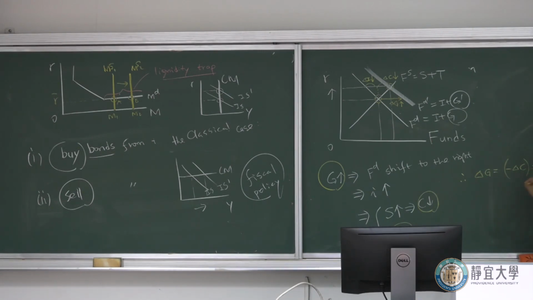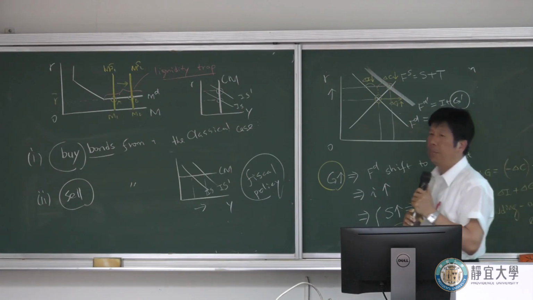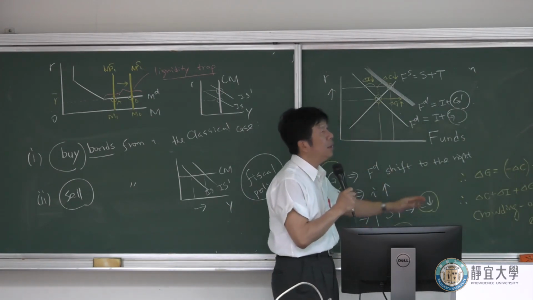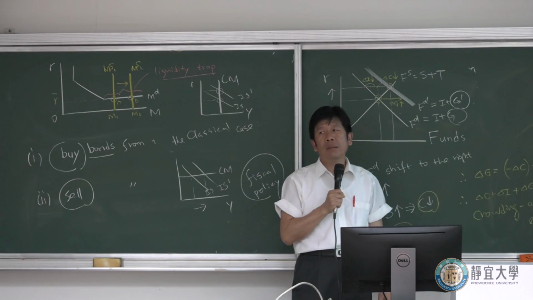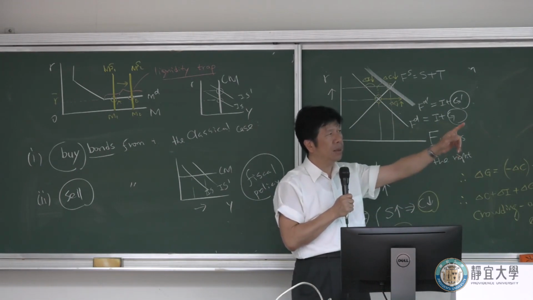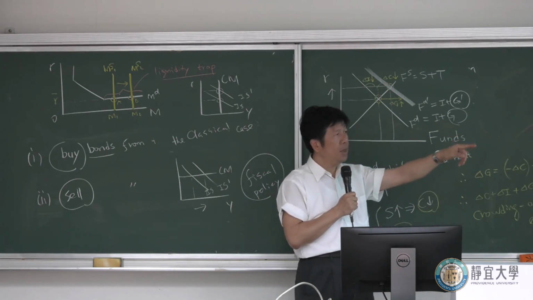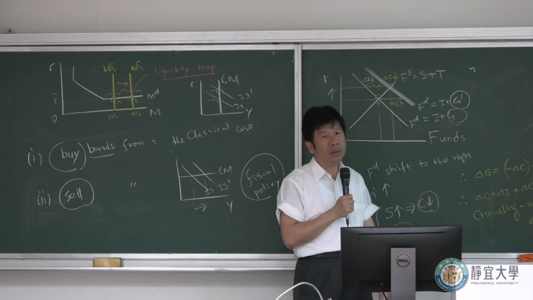So you can see delta C plus delta I plus delta Z equals 0. After that, we call this the crowding out effect, because the government spending increases, and then the private sector, the consumption and the investment, decrease.